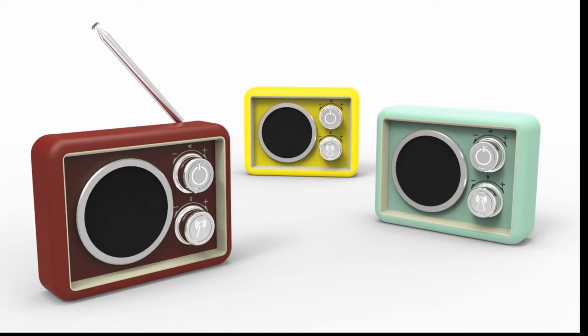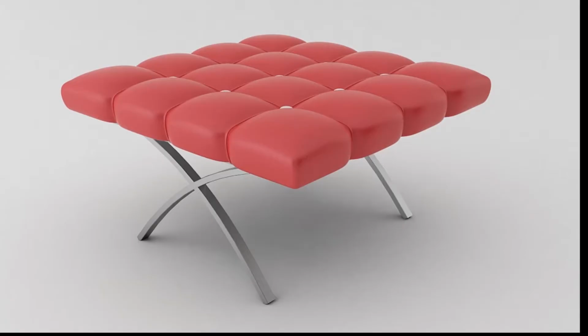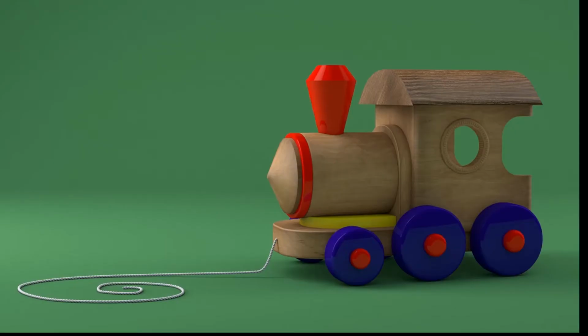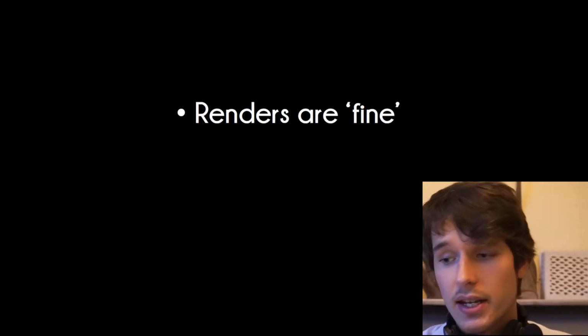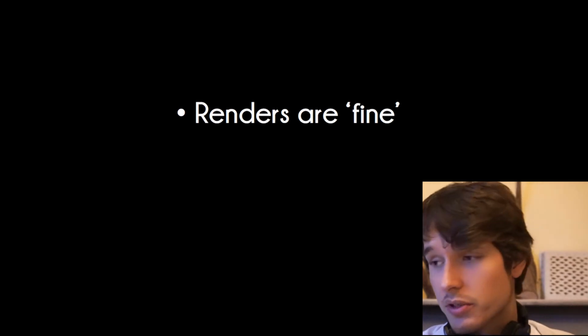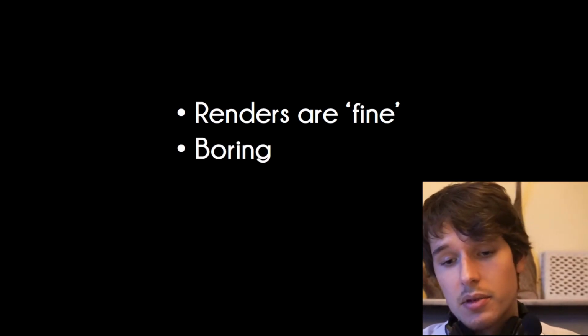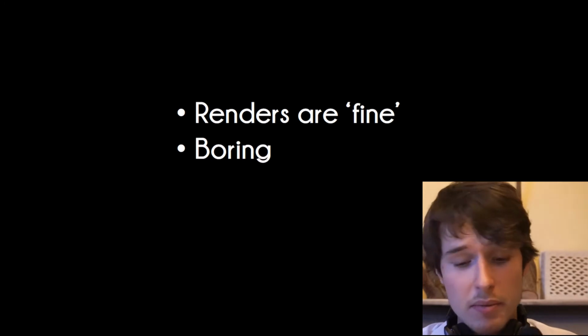They've got nice colors, some nice shapes, and they're on a white background. Here's a little furniture concept that you've got. And here's a toy train that's on a green background. I think you might understand what I'm getting at here. The renders that were made here look fine. They work. They've got great materials, sometimes great lighting, but they're still kind of boring. They're just on a plain background.